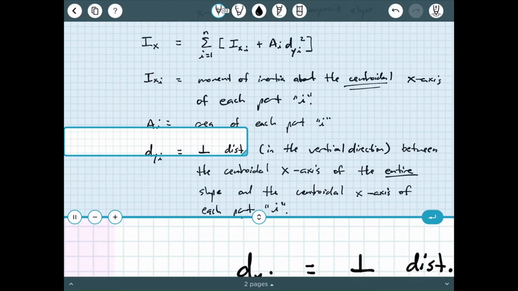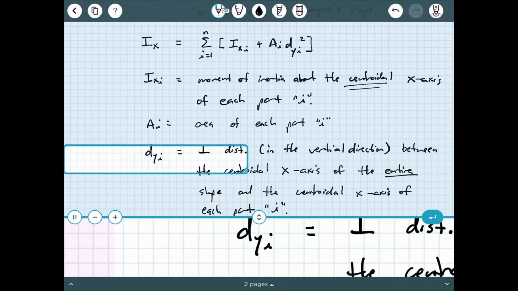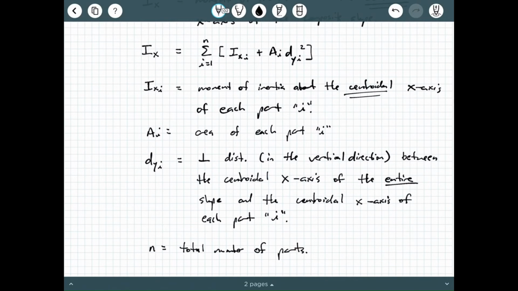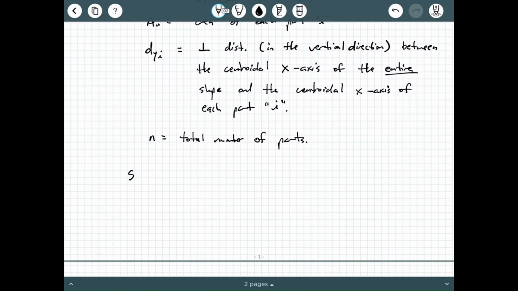Now, we're going to have the same kind of formulation for I sub y, okay? It's just the terms are going to be a little bit different, but it's the same general formulation. So I'm going to say similarly, we have I sub y equals the summation as i goes from 1 to n, and we're going to have I sub y sub i plus a sub i d sub x sub i squared.